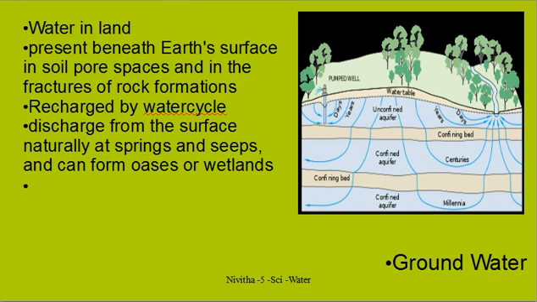Water on the land is present beneath the earth's surface because of the soil's pore spaces. A pore is a hole. Soil pores, or the spaces in the rock formation, the soil, the gravel, collect the water from the rain. The water is recharged by the water cycle. It is also from the discharge from the surface. Naturally, it springs and seeps and can form oases and wetlands. Water either comes out in the form of springs or it seeps into oases and wetlands.